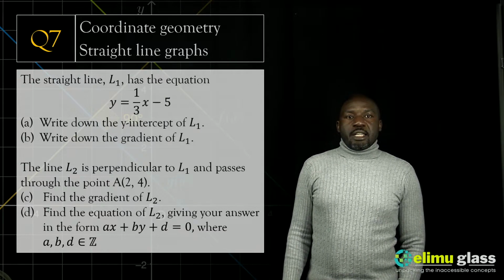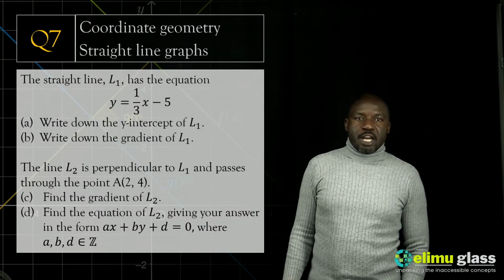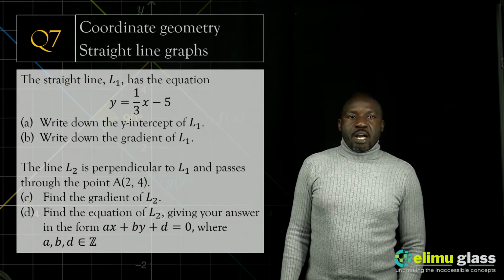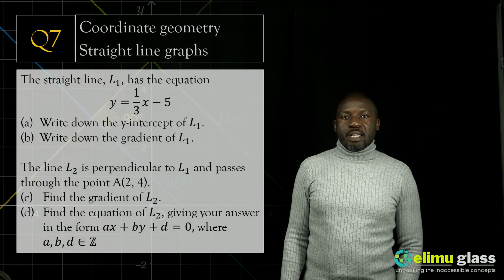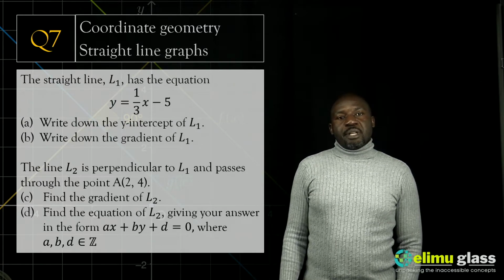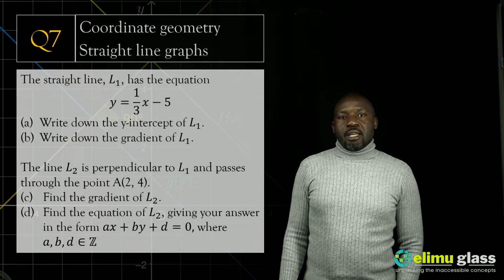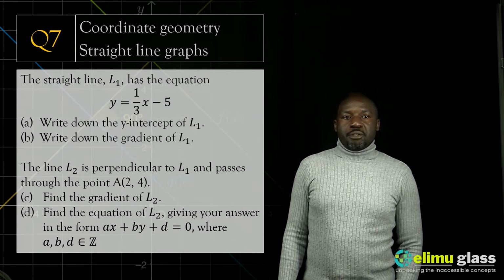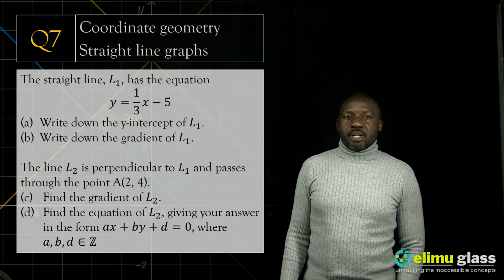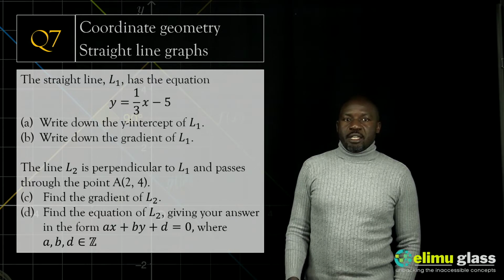The straight line L1 has the equation y is a third x minus 5. Write down the value of the y-intercept of L1 and the gradient of L1. Okay. The line L2 is perpendicular to L1 and passes through the point A, which is 2, 4. Find the gradient of line 2. Find the equation of line 2, giving your answer in the form ax plus by plus d equals 0, where a, b, d are integers.